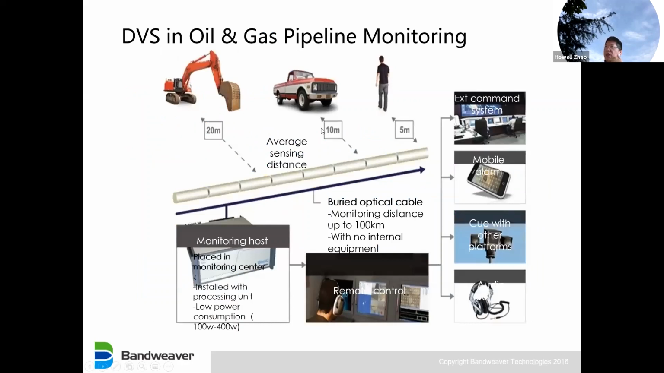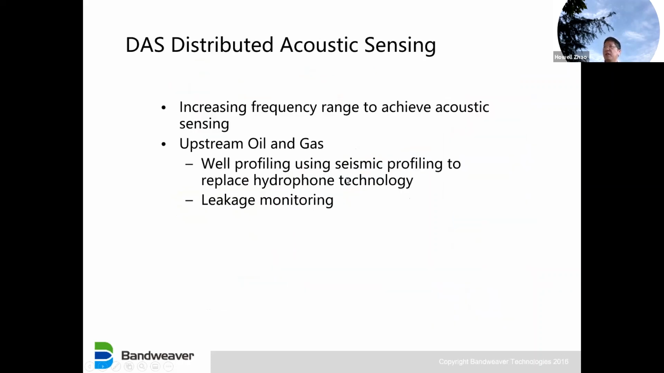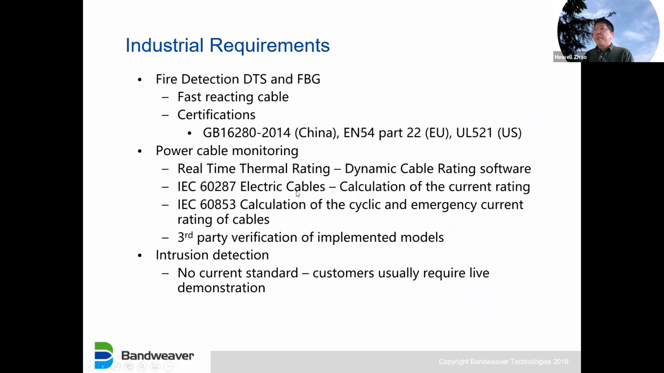So we can detect people walking basically 5 meters from the fiber, the cable. This is a pipeline, this is a cable. For car driving, we can detect 10 meters away. But for machinery digging, we get a longer distance. It can detect 20 meters away. So this is DAS. It's very useful in the oil and gas industry, in pipelines. So these are the industrial standards we need to comply with.